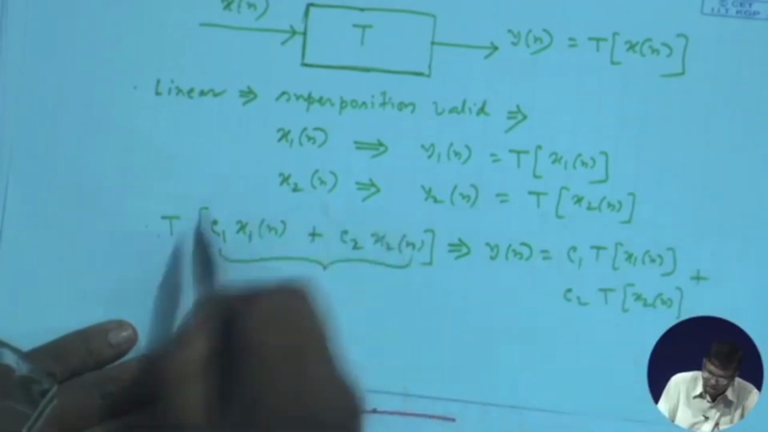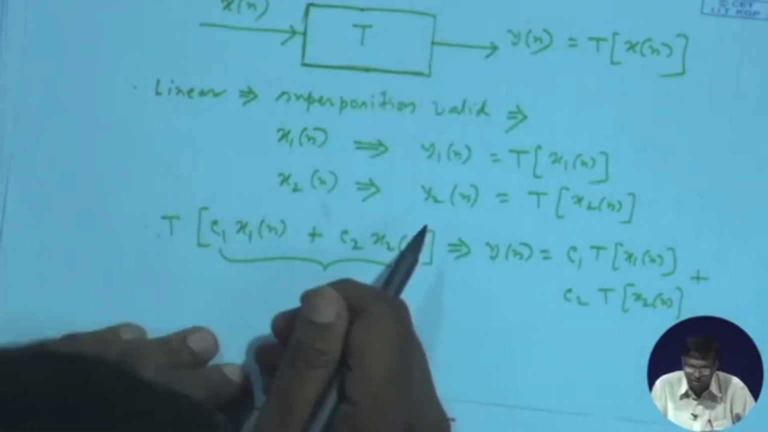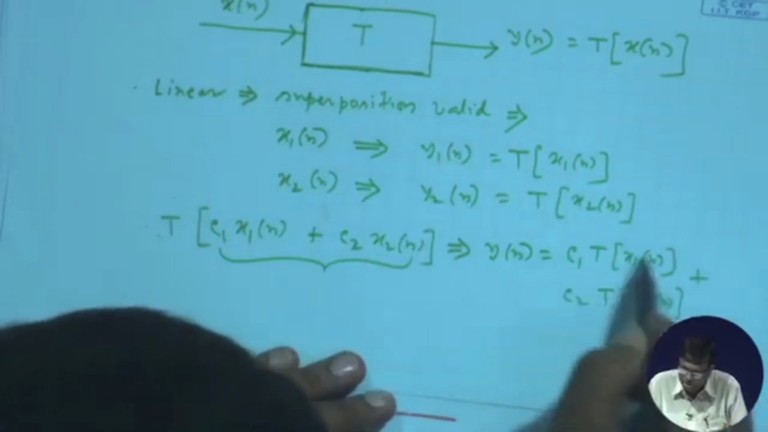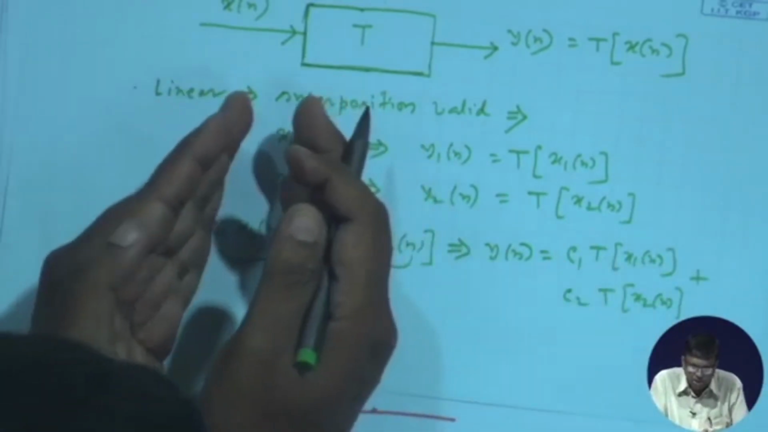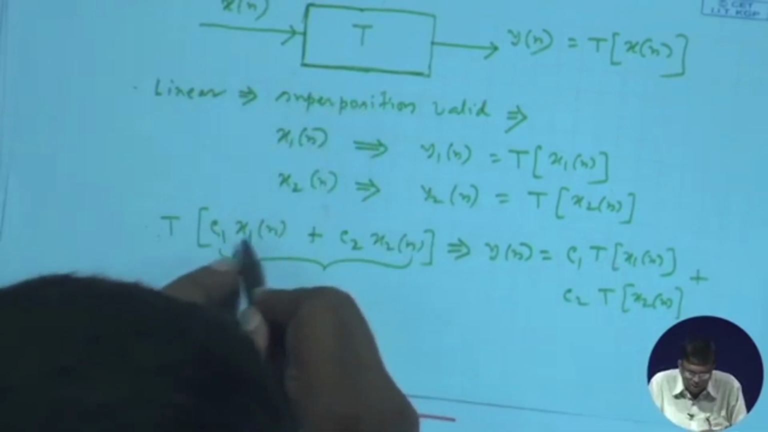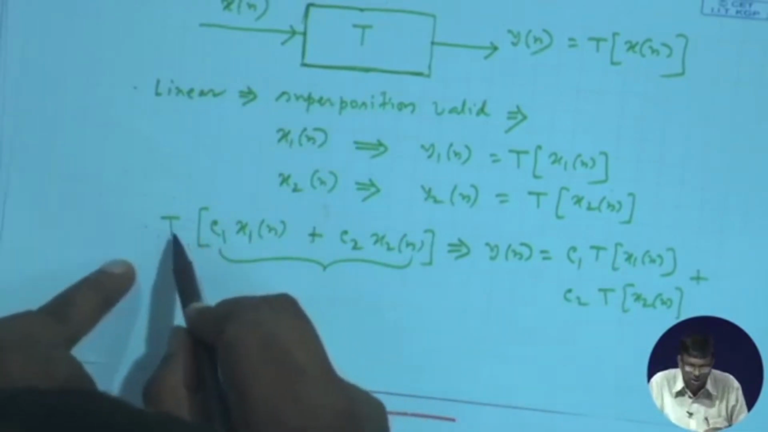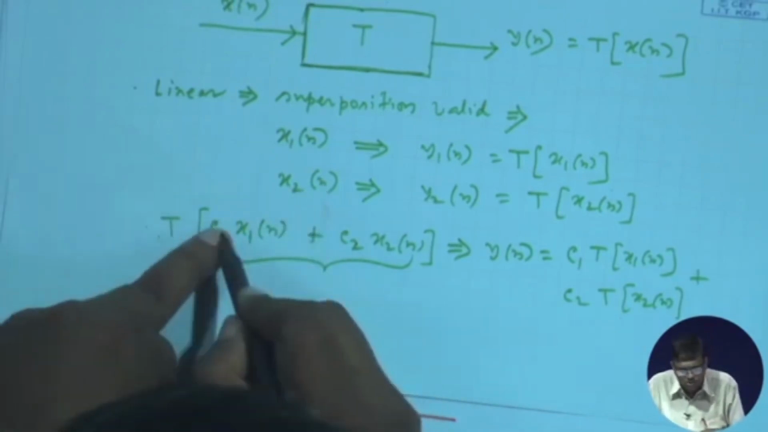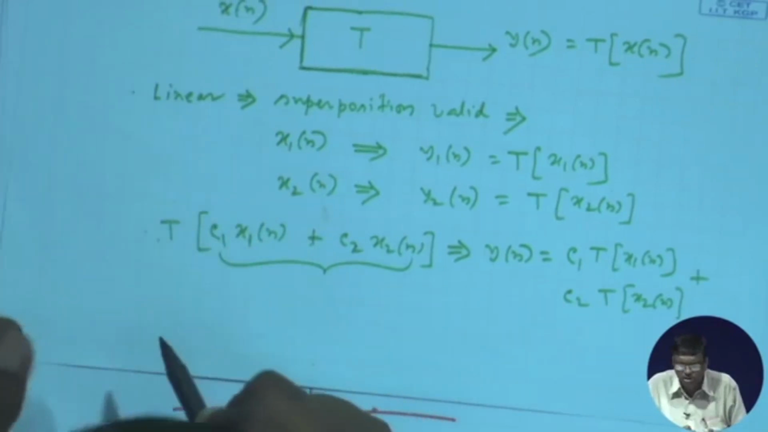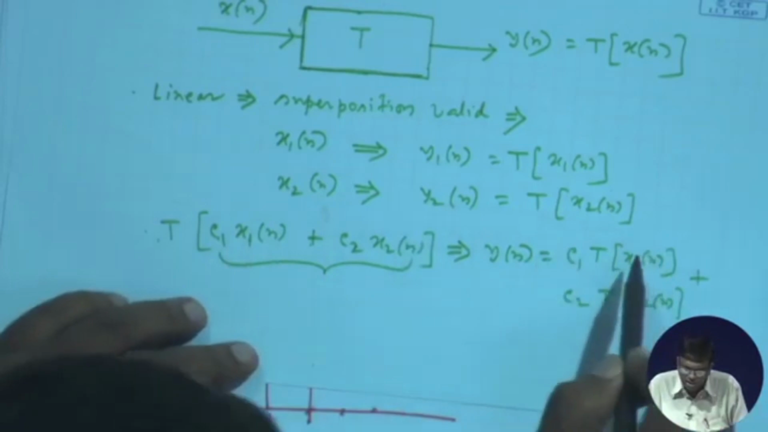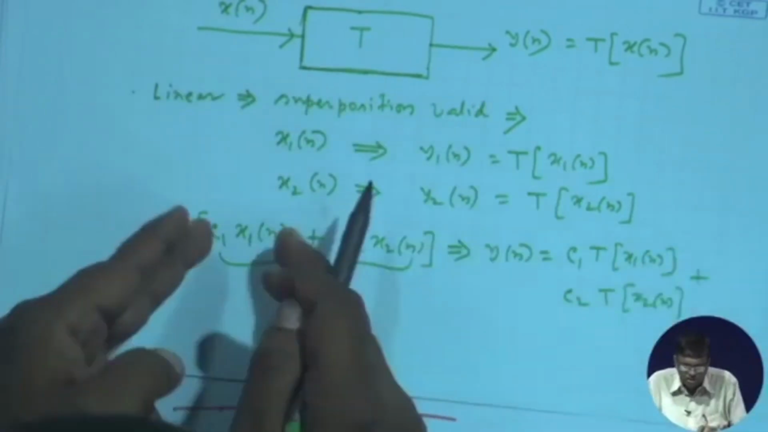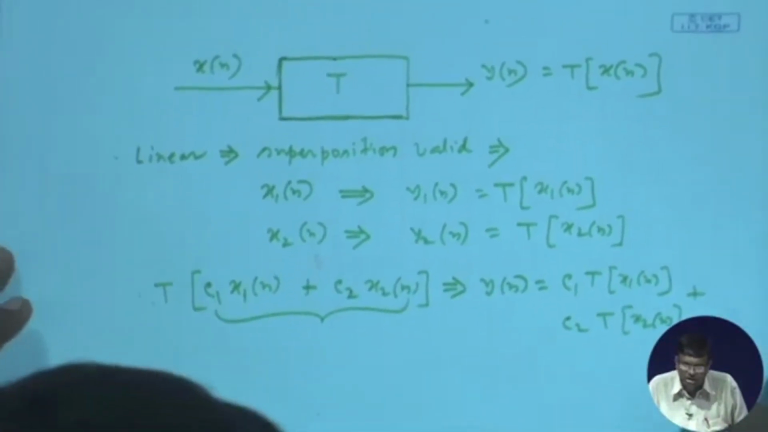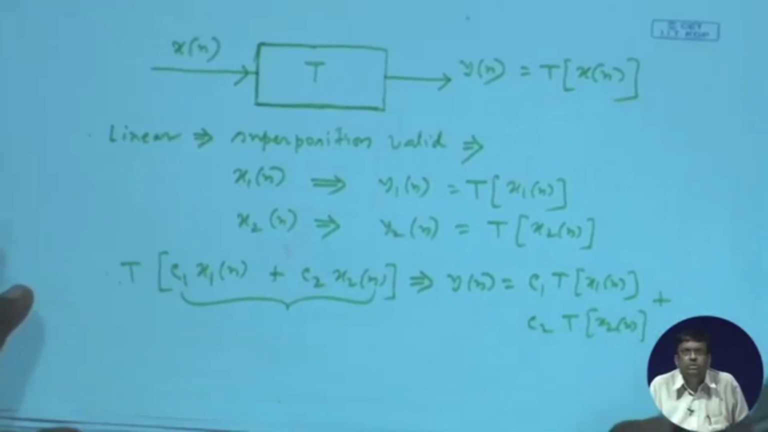It means the total output of the system will be the summation of the response due to this component and the response due to this component. The response due to x1[n] multiplied by the constant C1: first you multiply by C1 and then process through T, you obtain the same thing as when you first process by T and then multiply by the same number. That should be valid, and the individual responses should get added. If this is true, it is linear, otherwise not. This is called the principle of superposition.